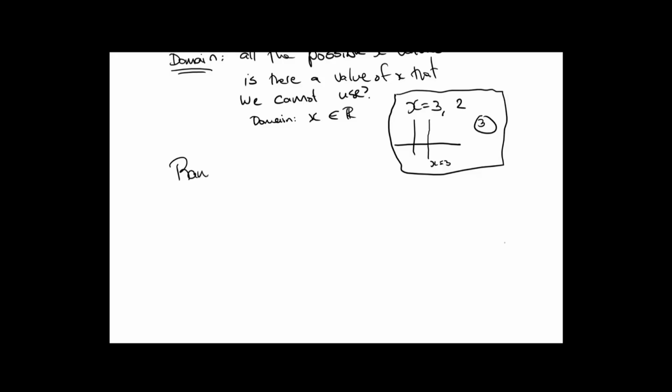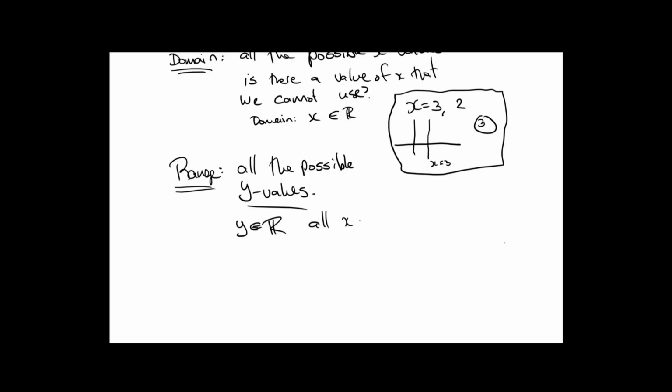What's the range? Well, for this video and for this standard, we're going to say that the range is all the possible y values we can have. And what's the range for this? The range for this, y, is going to be a subset, I should say, of all the real numbers. So all x will yield a y.